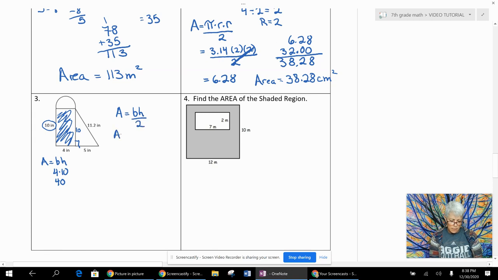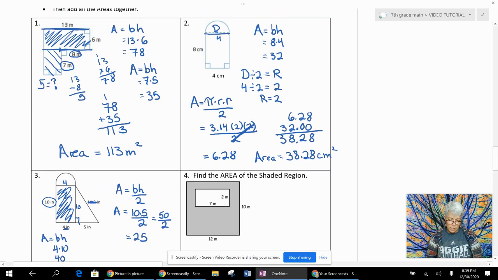That means that I am not going to use the 11.2. It is an extra number. I don't need it. I just use a 10 and a 5. 10 times 5 divided by 2 is 50 divided by 2, which is 25. Okay, I've got a 40, I have a 25. What do I have left? I have that circle. Now, if this is 4, then this is 4.